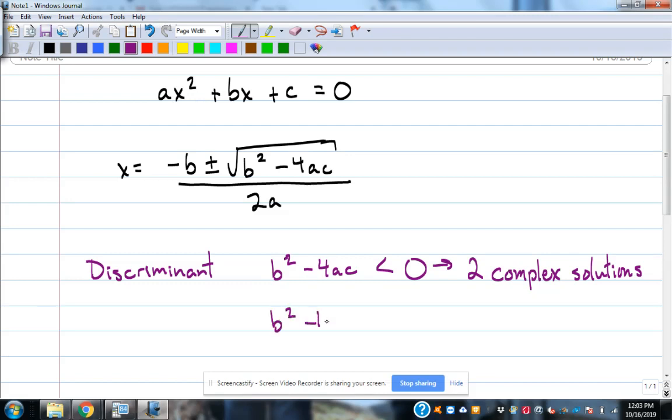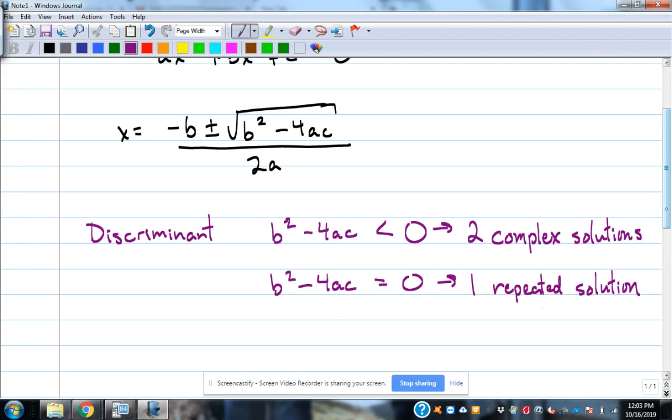If b squared minus 4ac is equal to 0, what's the square root of 0? 0, right? And if I add 0 to something, does it change it? If I subtract 0 from something, does it change it? No, so it gets the same number. So you're going to have one repeated solution. It's repeated because every quadratic equation has how many solutions? 2. Always 2 on quadratics. Maybe the same one twice. That's the case that happens when the discriminant is equal to 0.